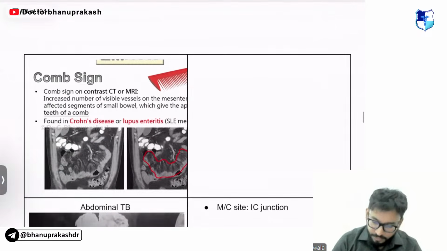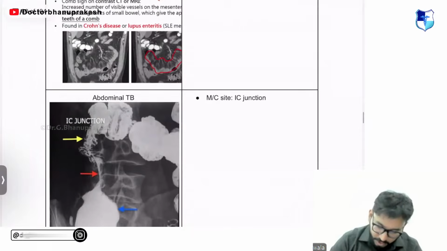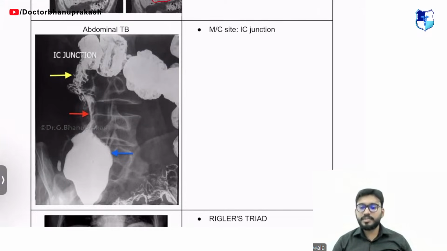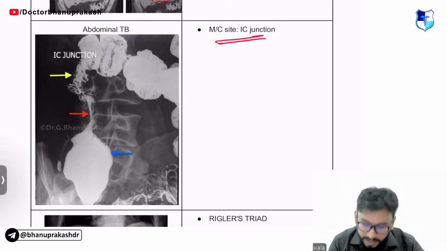This is the Comb sign in Crohn's disease, not really very important. We'll move on. Abdominal TB: the most common site is the IC junction, the ileocolic junction.